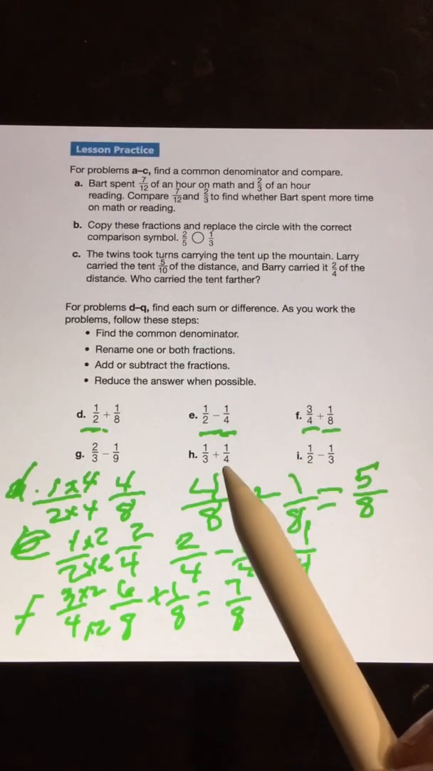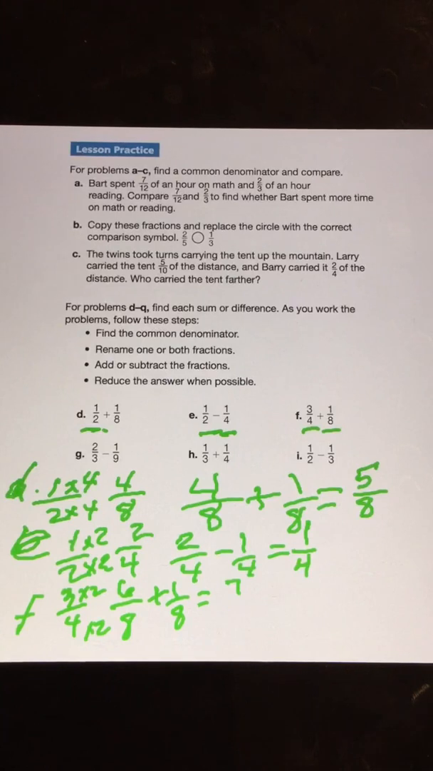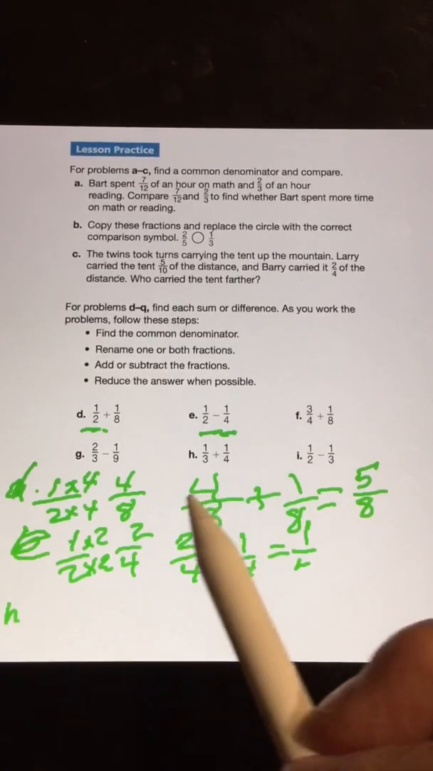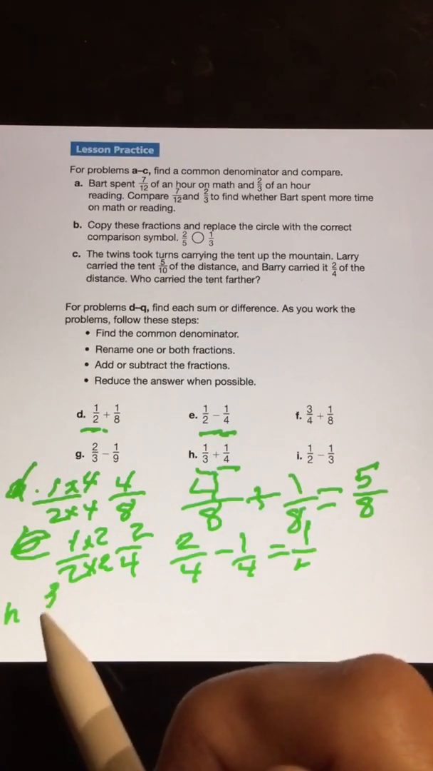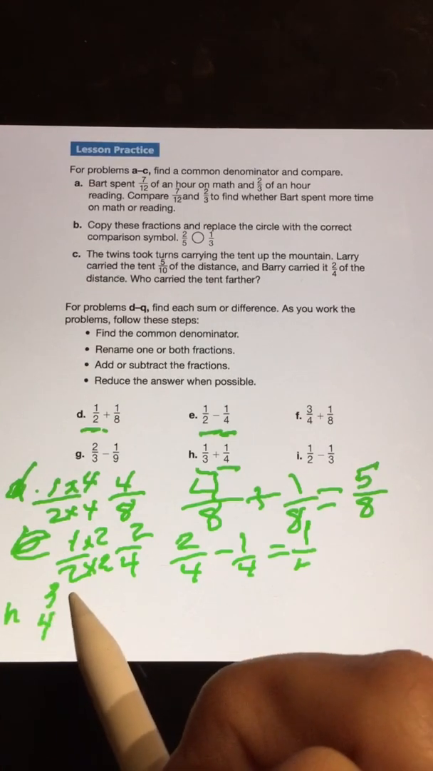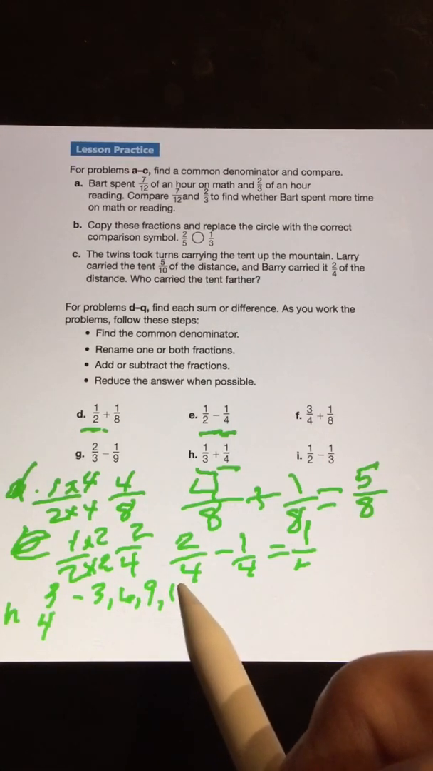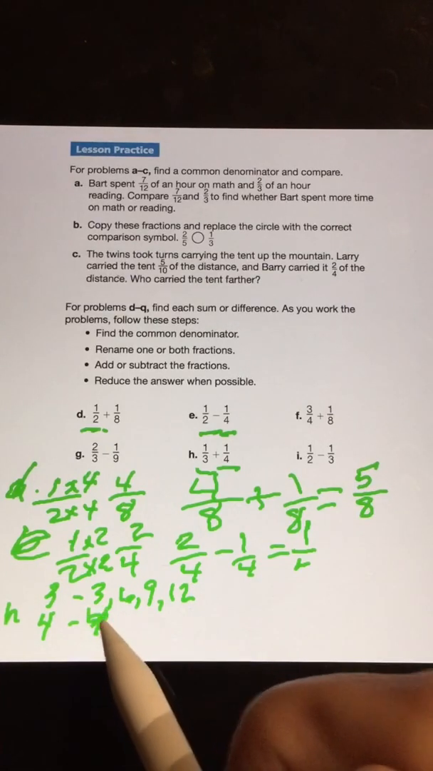All right, I'm going to do one more. I'm going to skip over to this one that doesn't have easy common denominators, right? So I'm going to erase F and I'm going to do H. H, I need to find the common denominator, correct? Of both numbers. So H, I'm going to have to change both because I have 3 and 4. So I need to think, what do 3 and 4 both go into? So 3, 6, 9, 12. Oh, I think I can stop there.